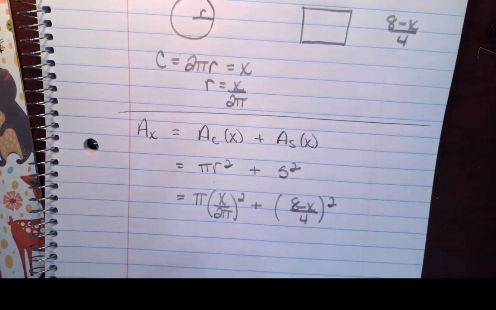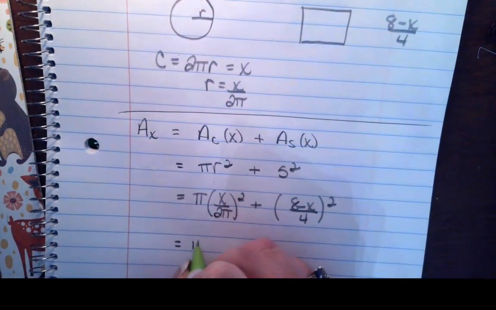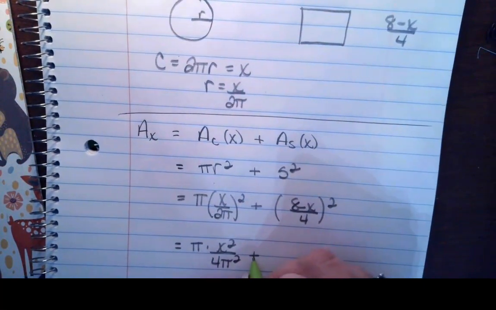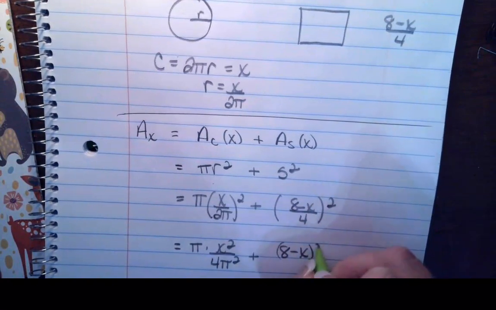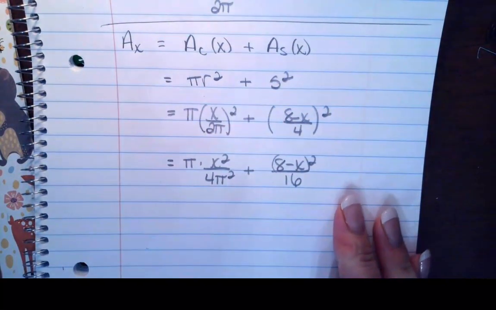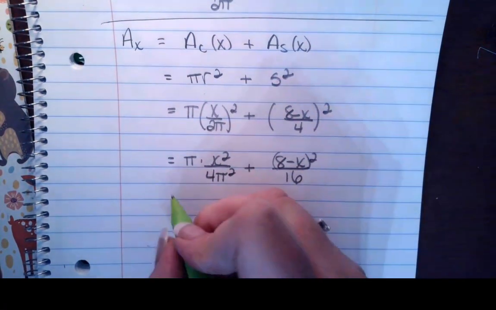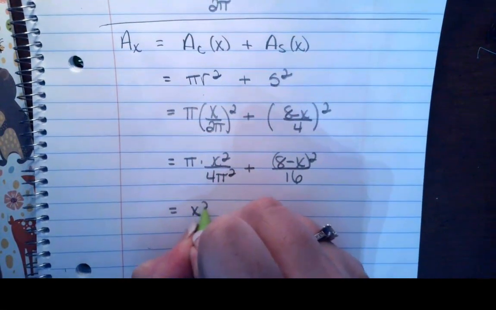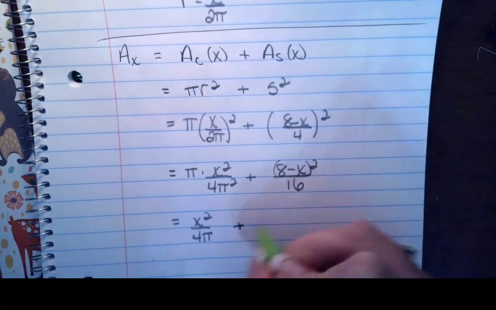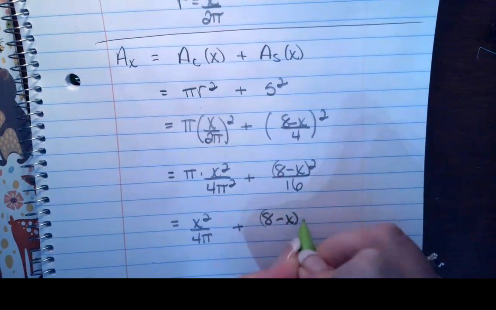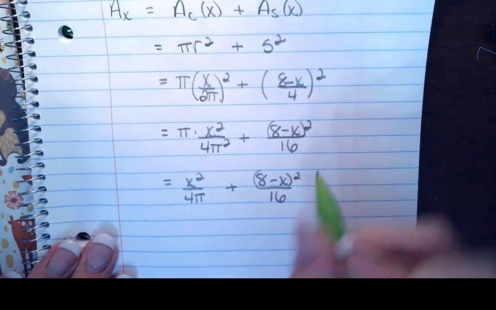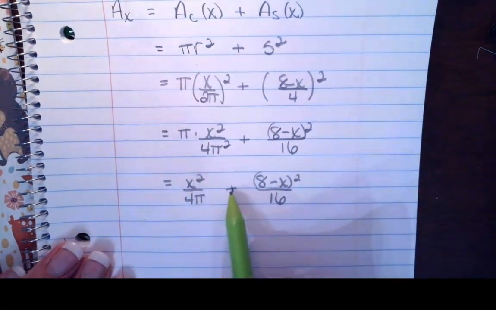And then I am going to go ahead and square this stuff out. So I end up with pi times x squared over 4 pi squared plus (8 minus x) squared over 16. Okay. That leaves me, once I reduce my pi's, with an x squared over 4 pi. And this leaves me with the exact same thing because I'm not going to multiply it out. Over 16. So that is my cleaned up area of my circle plus my square.